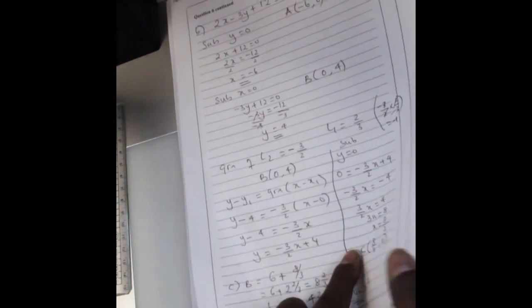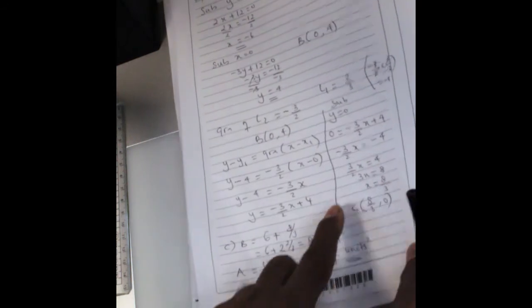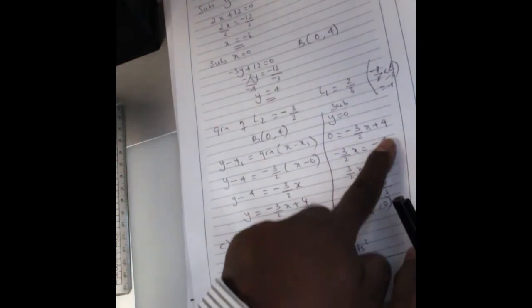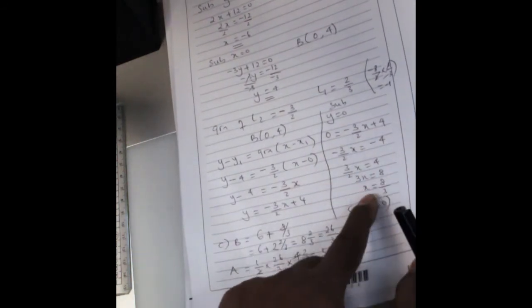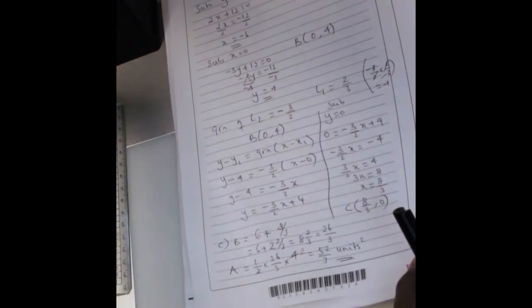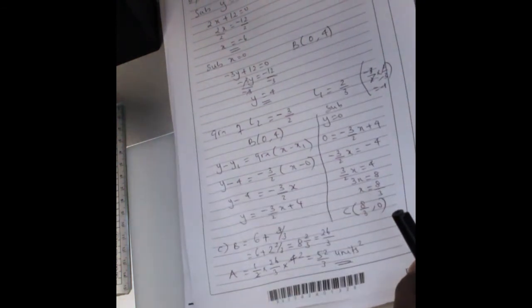And then I can double check here. How do I double check it? Substitute y equals 0, then I can make it minus 4, and then cross multiply, and then I got x equal to 8 over 3. I just leave it like that. I make sure it's right. Then I turn to the next question.